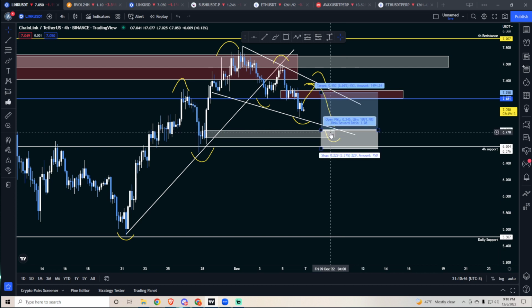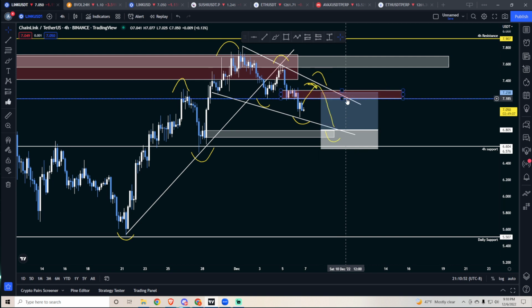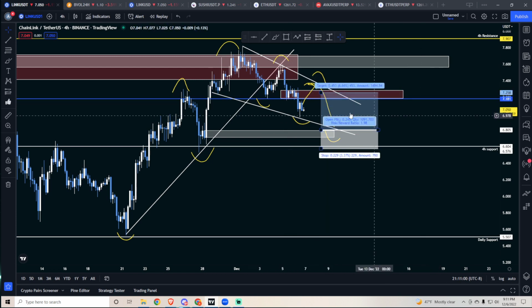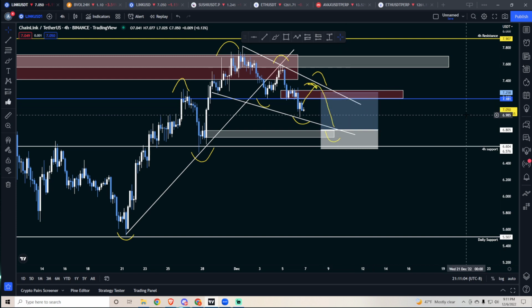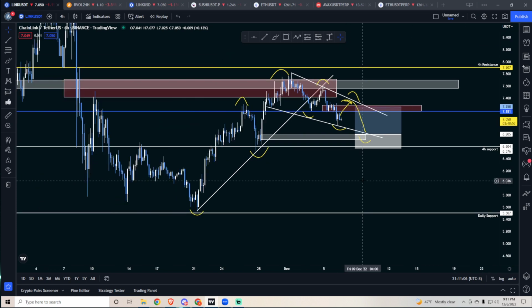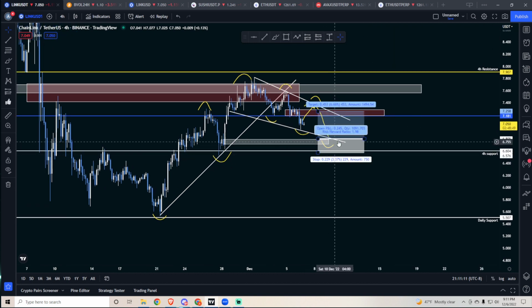I'm going to long here, would stop there, and I'm looking for a move back up here, right, to sell. Or if we don't come down here and I see a rejection in the supply zone, then I am looking to set myself up for a short. So I have a trade plan. I'm looking to see what else. We also have a 4-hour support here. So hopefully I don't get stopped out here.